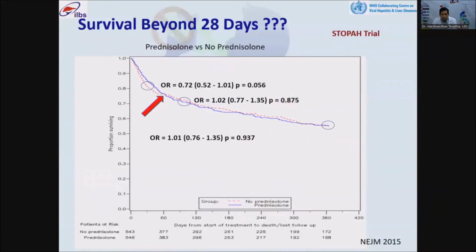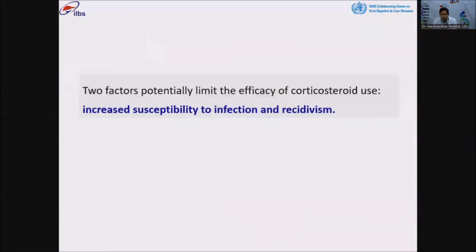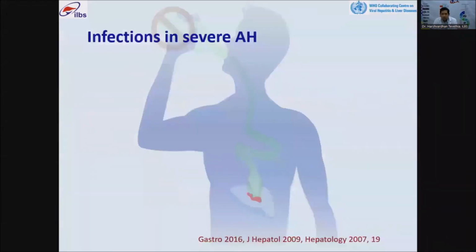So this was the same slide which I had shown you, which had shown that there was no increase in 28-day survival. When they looked at 90-day survival with steroids, they did not find anything significant. The most important factors include increased susceptibility to infection and recidivism. Recidivism means that they start consuming alcohol once they have responded to steroids. Because infections are a major risk factor in patients with alcoholic hepatitis, steroids sometimes cannot be given in this group of patients.